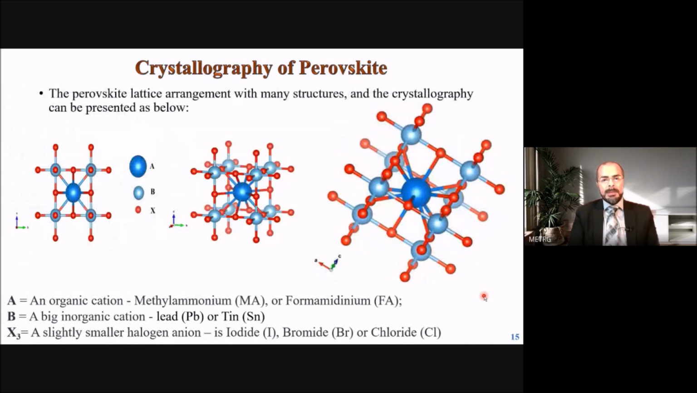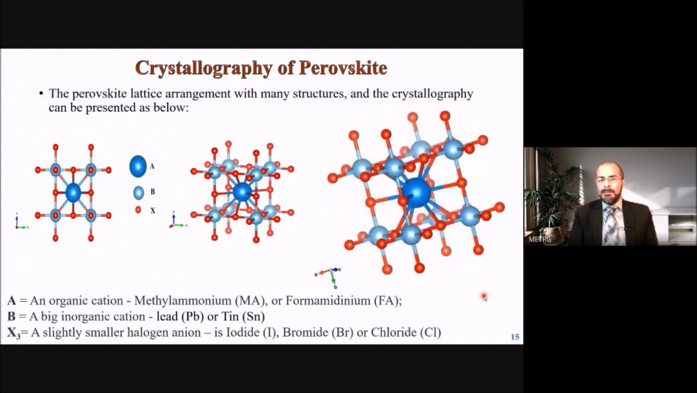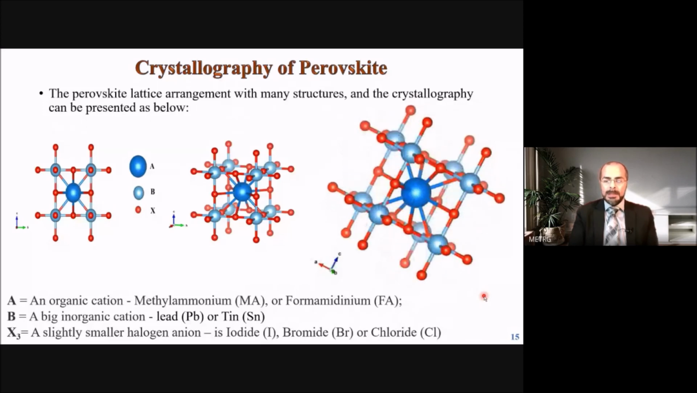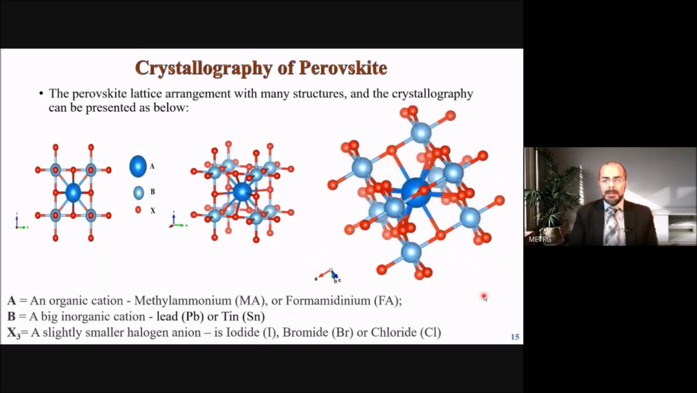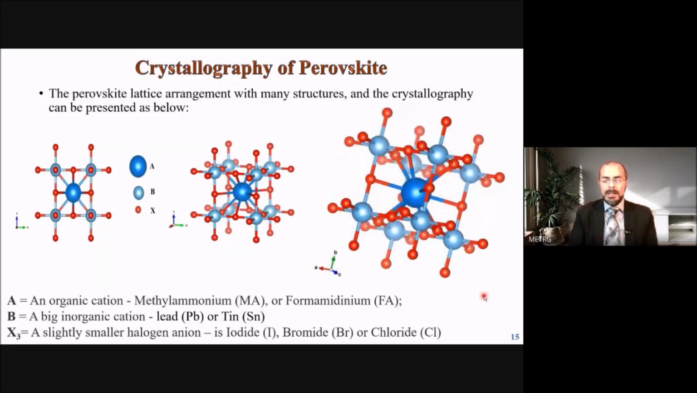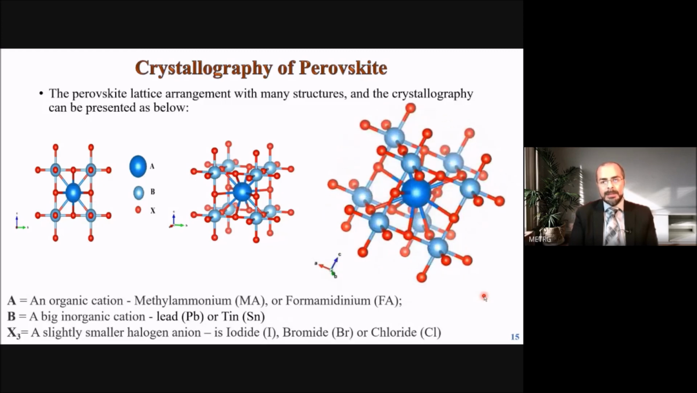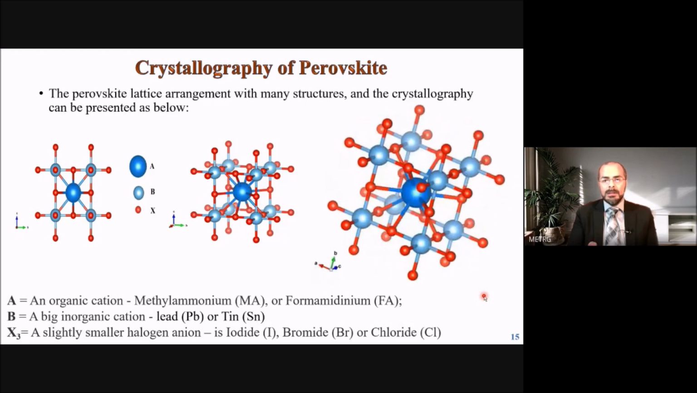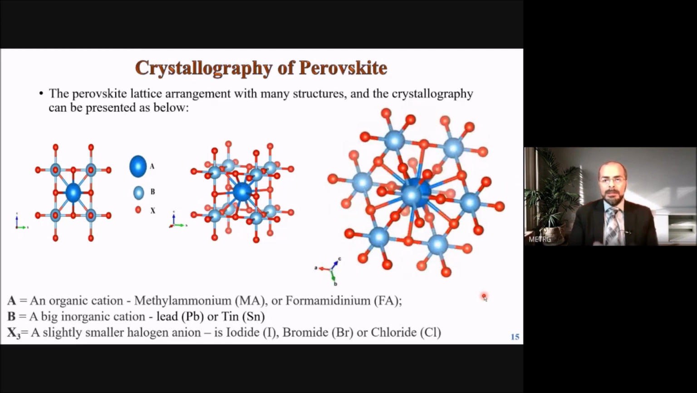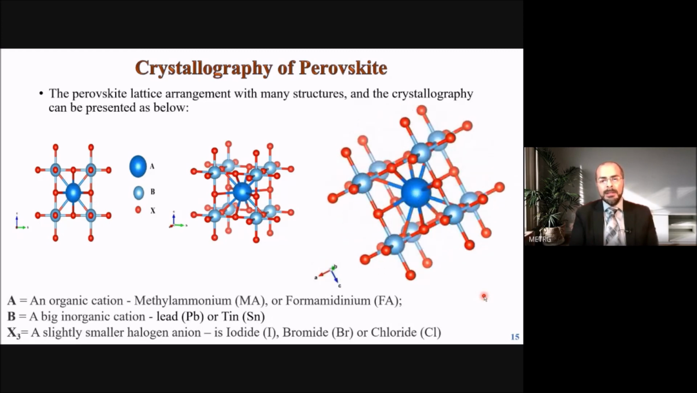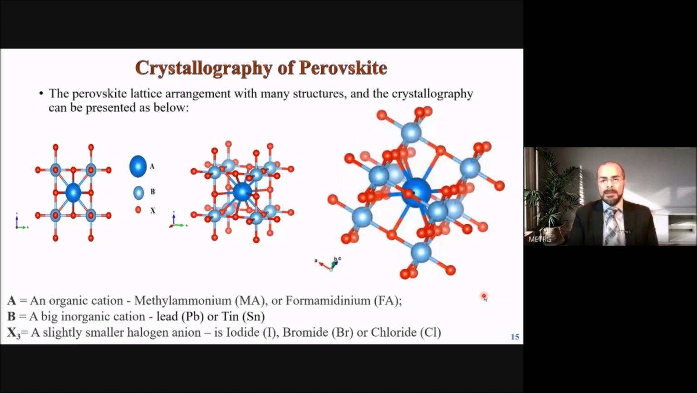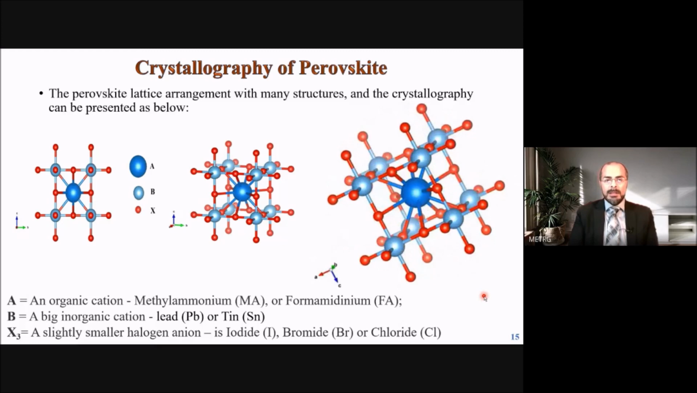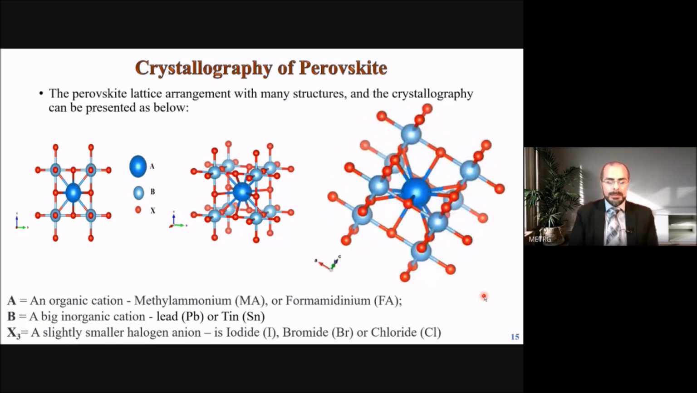This slide talks about the crystallography of perovskite. The perovskite lattice arrangement can be in many different structures. It has a unique structure. There is no specific lattice structure you can say is specifically for perovskite. Different perovskites have different lattice structures, but this is the ideal crystallography that can be presented for perovskite.